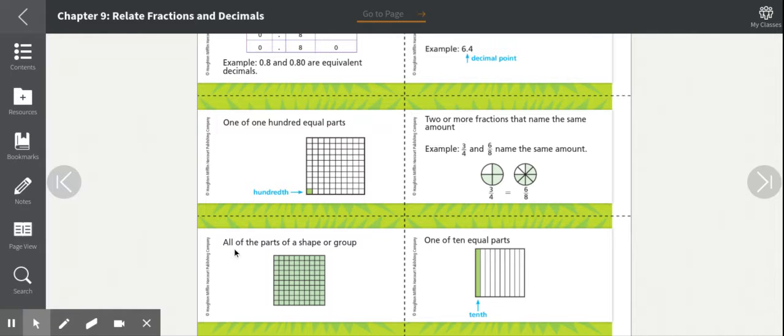All of the parts of a shape or a group is one whole, right? You have everything here shaded for you, so it's one whole. And then here, we're talking in tenths. So we have our tenths pieces, right? And one piece out of 10 is 1/10. Okay, so we're going to talk a lot more about vocabulary as we move on. Some you know, some you'll learn.